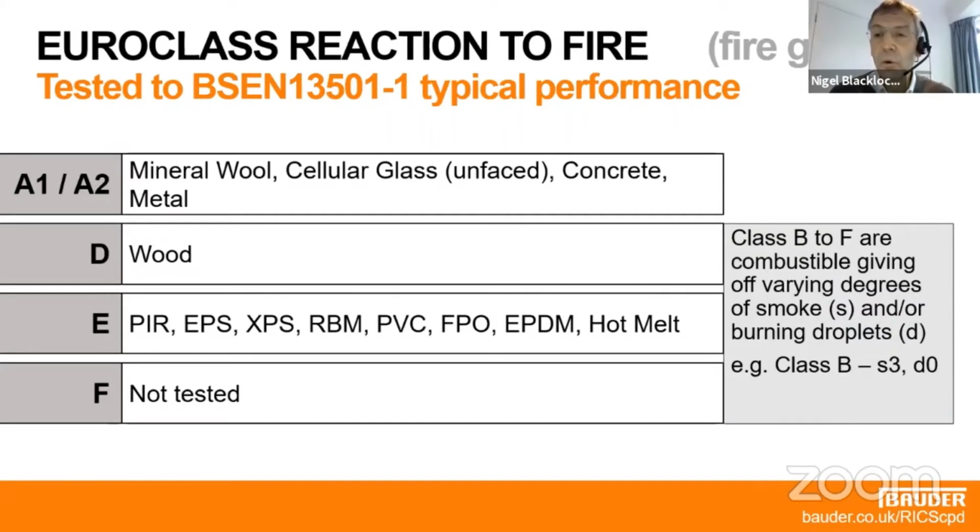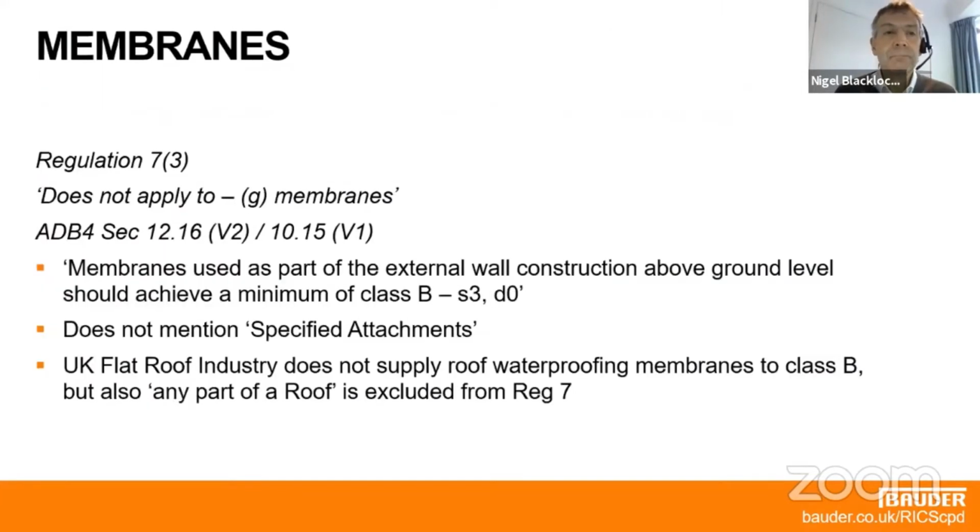You'll see that nearly all the common materials you use in flat roofing, and have done for the last 30 or 50 years, are in reaction to fire E, which could be classed as one of the worst classes. But when they are put together as a system, then that maybe changes the performance of the roof. So we need to just keep that in mind.